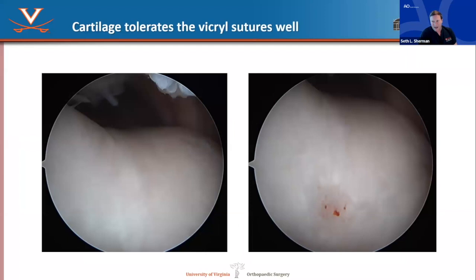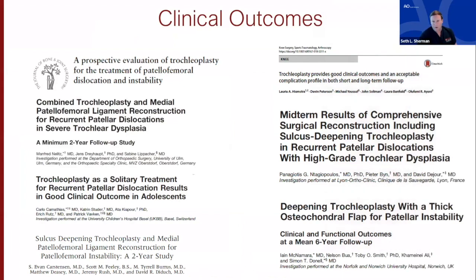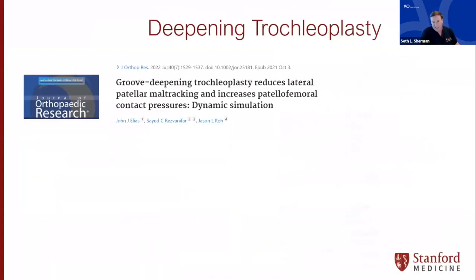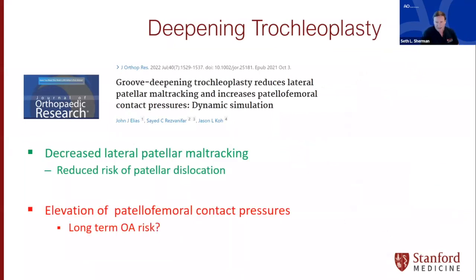Here's a second look, and you can see the cartilage tolerates this quite well. And there is some literature support at mid and starting to be long-term that supports great stability. It supports clinical and functional outcomes. However, there's not a tremendous amount of literature on this, and we need to follow these outcomes carefully. Jason Coe looked at this in a dynamic simulation, and yes, trochleoplasty did stabilize, but at what cost? He had elevated contact pressures. Is there a longer-term OA risk?